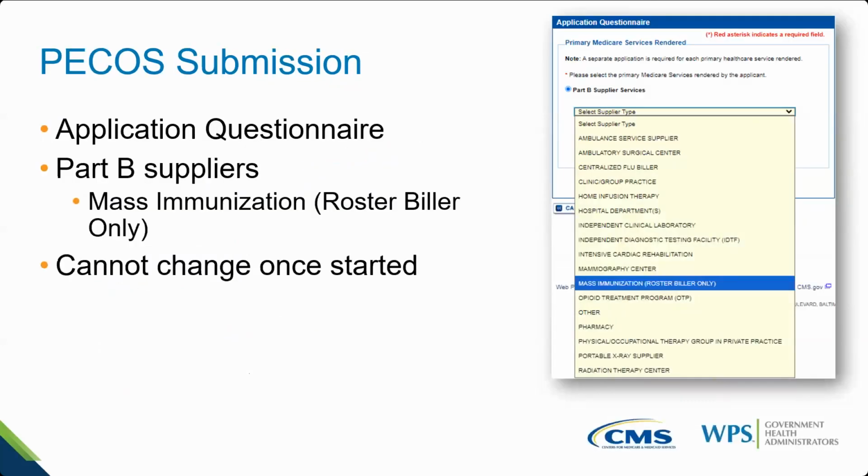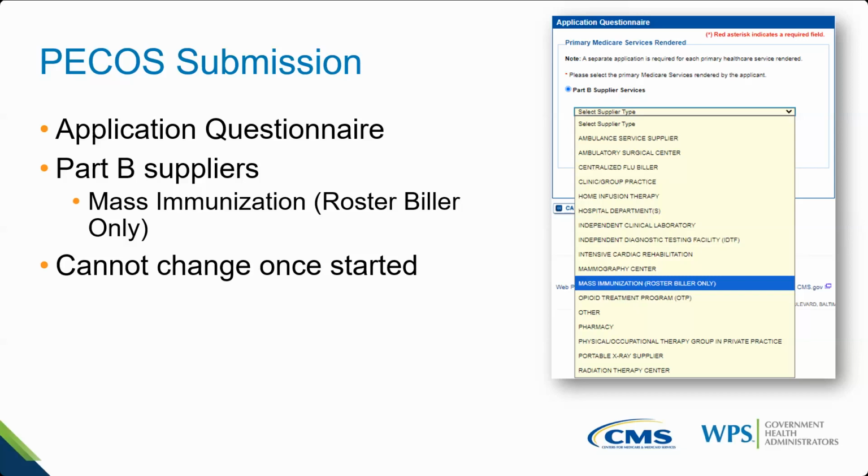Now I'm going to start with the PECOS submission. There's a piece that is just a little bit different, and then we'll start doing a little bit of side by side. But when you are submitting a mass immunization supplier application through PECOS, as I mentioned, it's going to ask you questions. So it starts out with an application questionnaire, and from here it's going to ask you what kind of supplier you are. Mass immunization roster biller only, where this is the only thing you're going to do and you're not providing other healthcare services, is a supplier type that you can select.